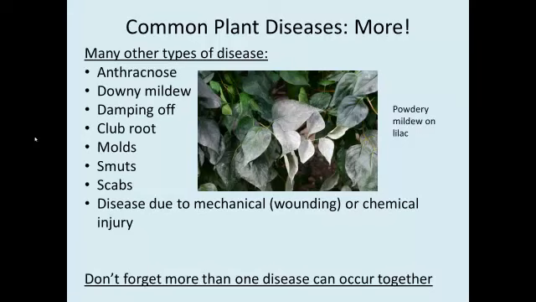Another important thing to remember is more than one disease can occur together. So if you're trying to figure out what disease is on your plant, it's not going to be just one thing. Oftentimes, particularly in a stressed plant, one disease starts sort of beating up on it, and then other secondary diseases can come in.